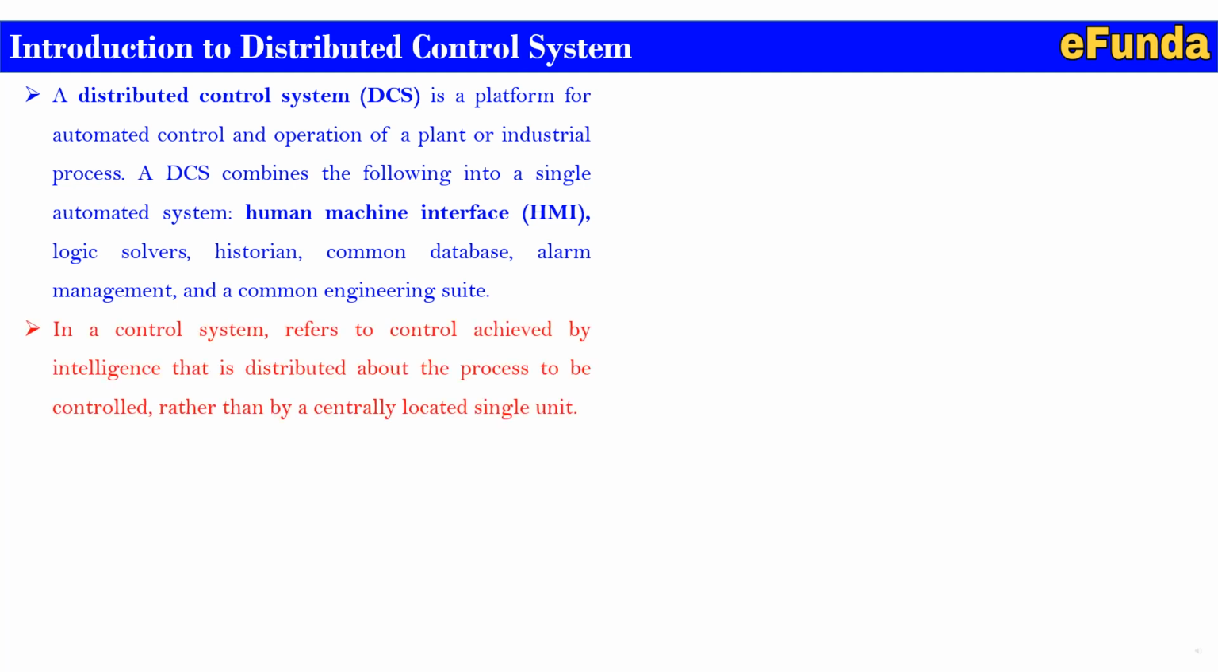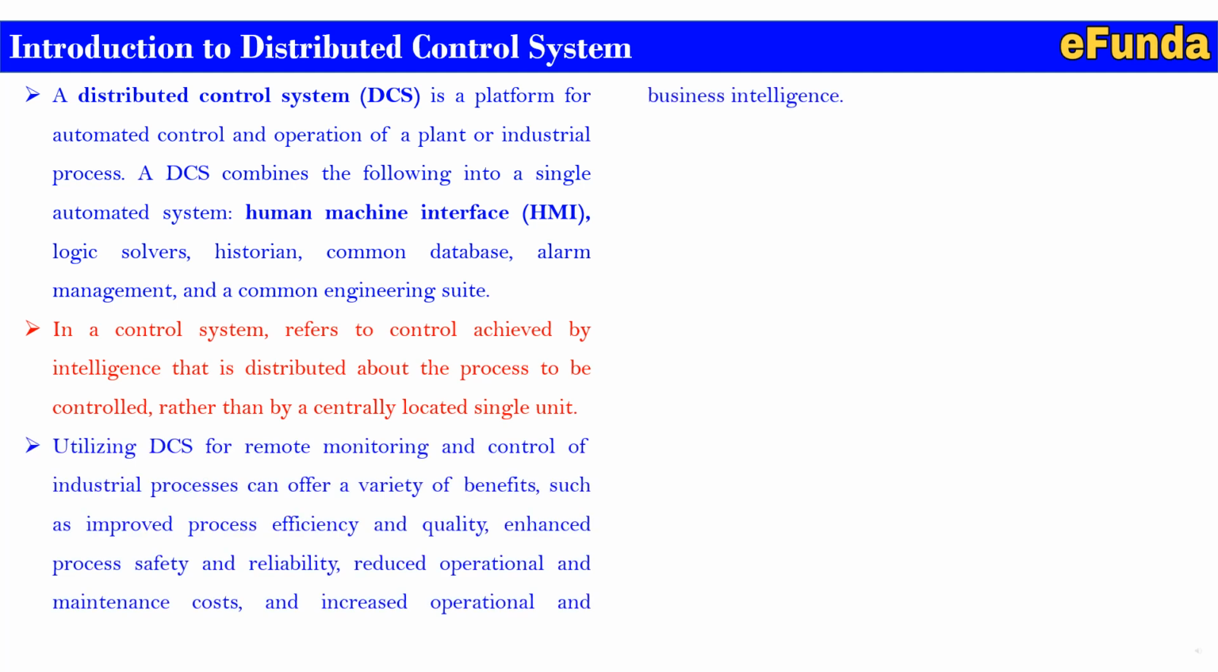A distributed control system refers to control achieved by intelligence that is distributed about the processes to be controlled rather than a centrally located single unit. Utilizing the DCS for remote monitoring and control of the industrial processes can offer a variety of benefits such as improved process efficiency and quality, enhanced process safety and reliability, reduced operational and maintenance cost, and increased operational and business intelligence.